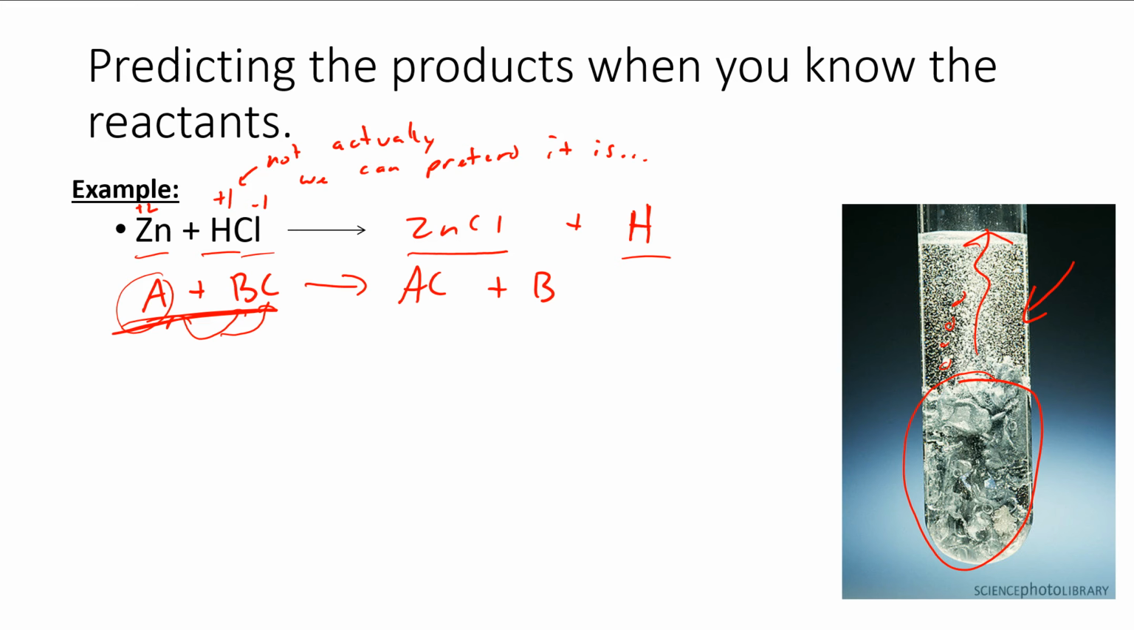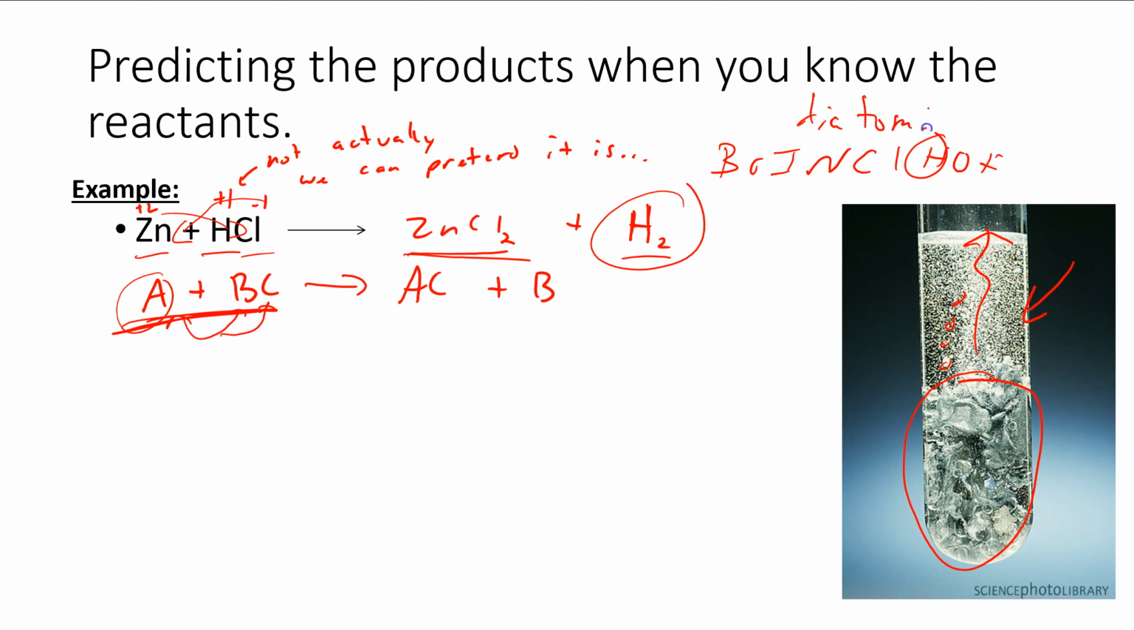Now, how do we know that this is ZnCl2 and H2? That brings in some synthesis of stuff we learned in a previous unit. Zinc's a +2 and chlorine's a -1. We do our little crisscross method to write that formula correctly to make a neutral compound. And then H2, because it's one of those Brinkelhoff elements, which means they are diatomic.